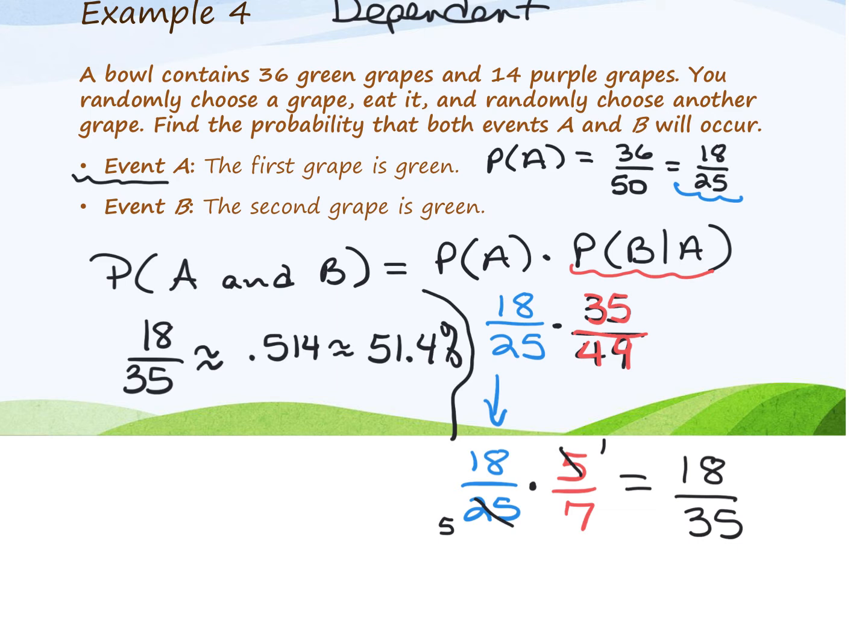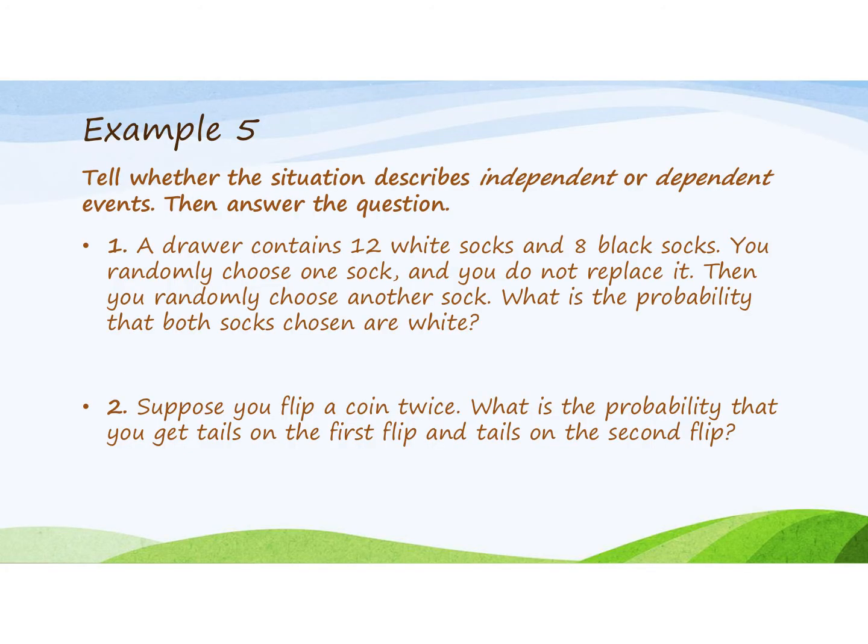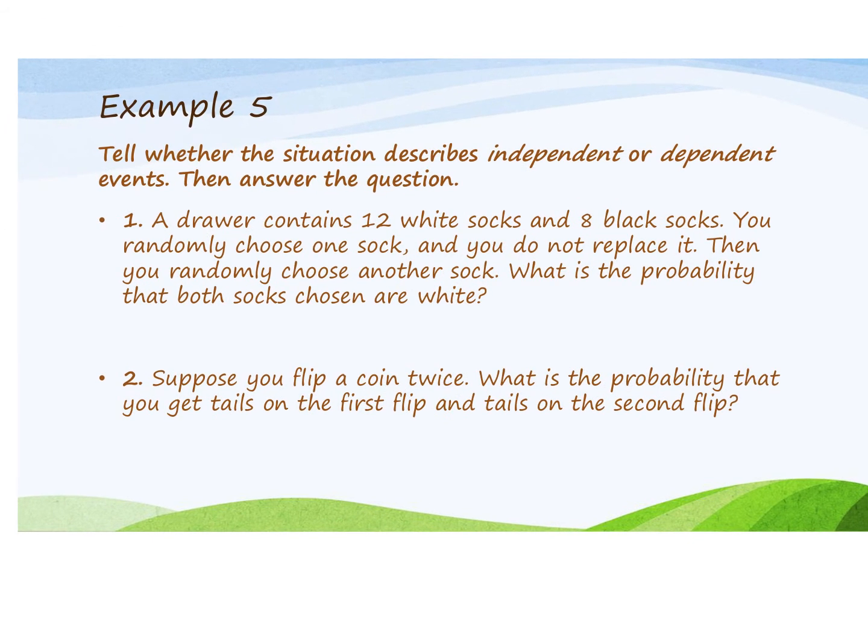Let's try example 5. Tell whether it's independent or dependent. So a drawer contains 12 white socks and 8 black socks. You randomly choose one sock and you do not replace it. You randomly choose another sock. What is the probability that both socks chosen are white? So when you do not replace it, this is considered a dependent event. So this is dependent.